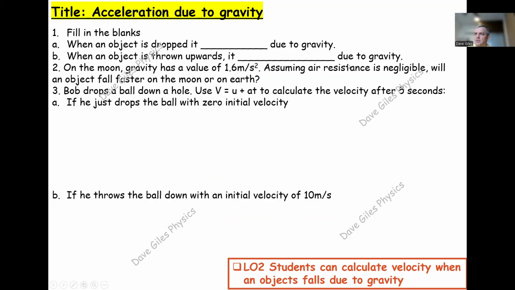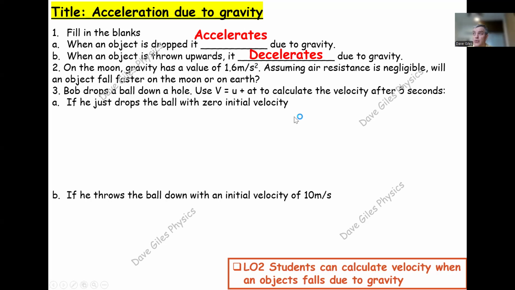Okay. Here are 3 questions for you to have a go at. When an object is dropped, it accelerates due to gravity. When it is thrown upwards, it decelerates due to gravity. On the moon, gravity has a value of 1.6 meters per second squared. Assuming air resistance is negligible, will an object fall faster on the moon or on Earth?